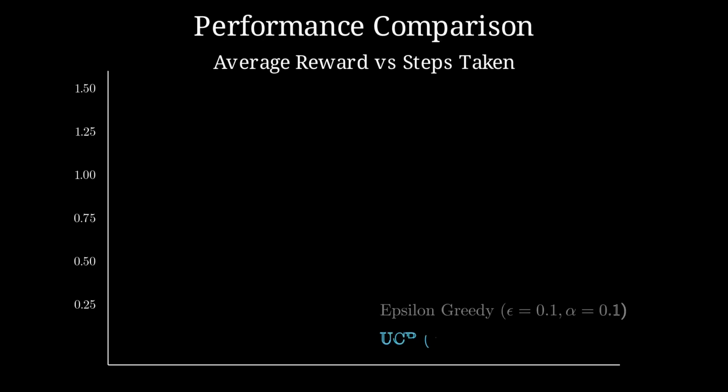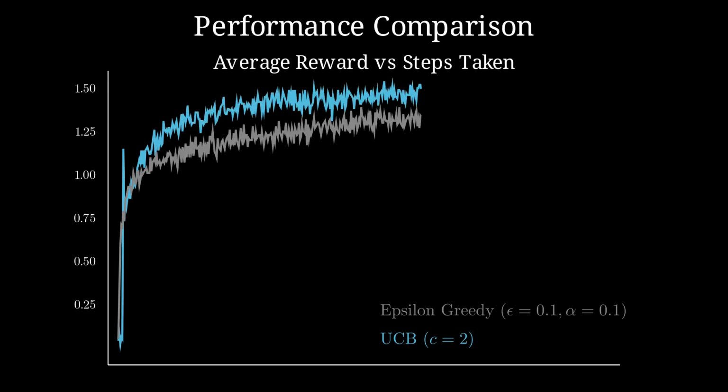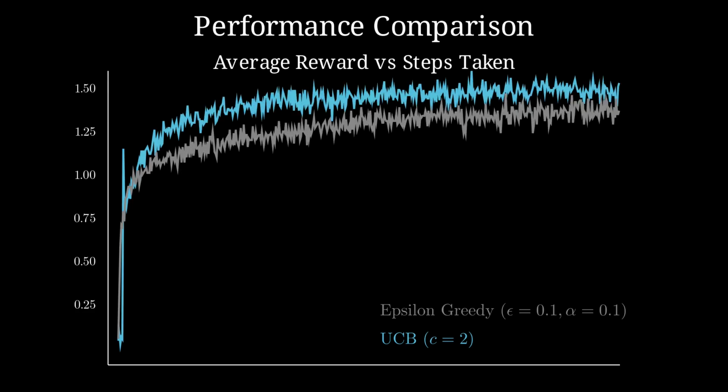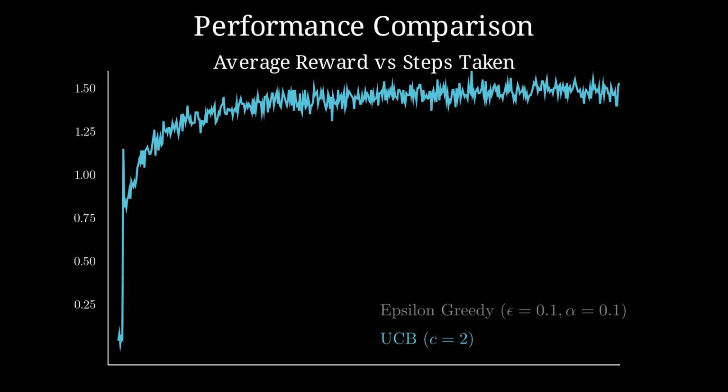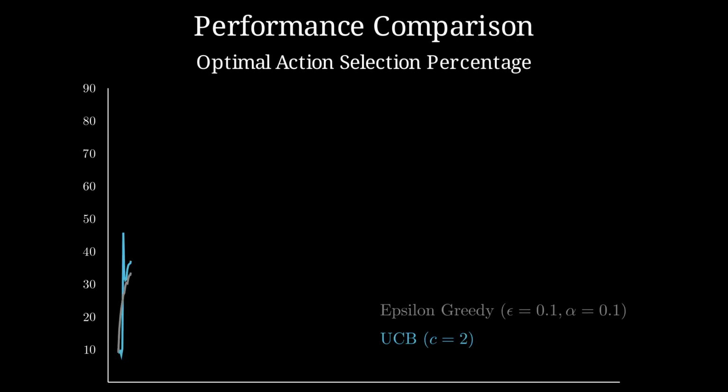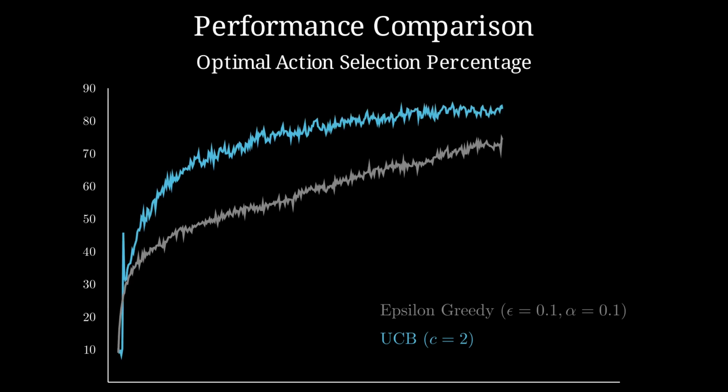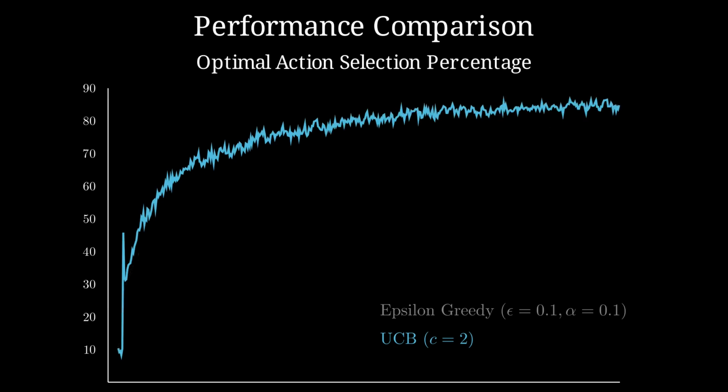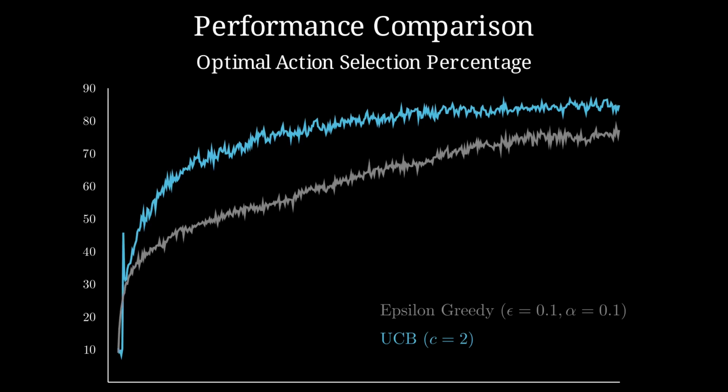To demonstrate UCB's effectiveness, we compared it with an Epsilon-Greedy agent on the multi-armed bandit problem. The following plot shows the average reward for UCB with C set to 2. UCB explores more initially, but quickly converges to the optimal action, achieving higher average rewards over 1000 steps. This is due to UCB's ability to balance exploration and exploitation by considering uncertainty in value estimates. The optimal action selection percentages follow a similar trend. As shown, UCB generally outperforms Epsilon-Greedy agents, except in the early steps when it explores untested actions.